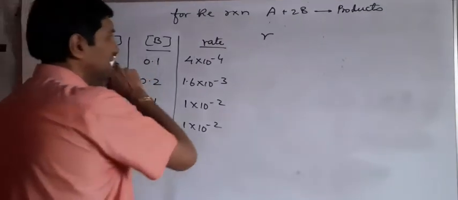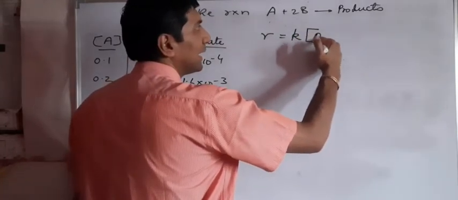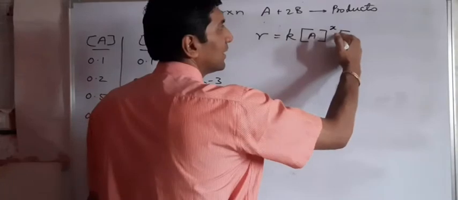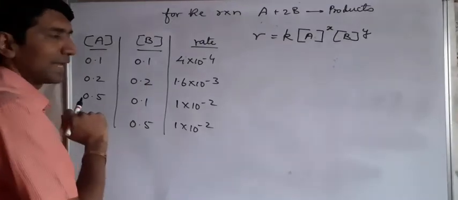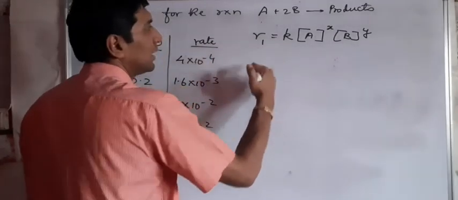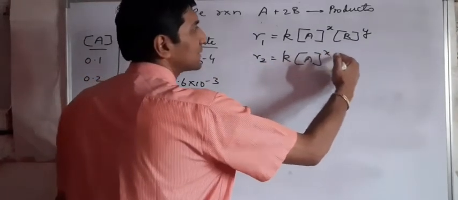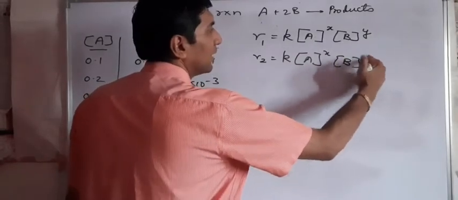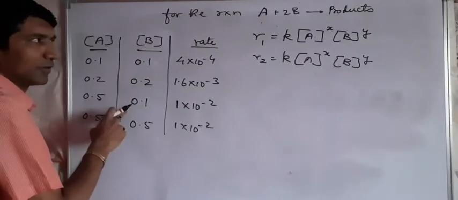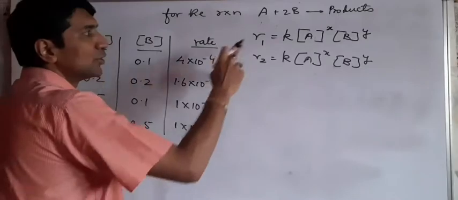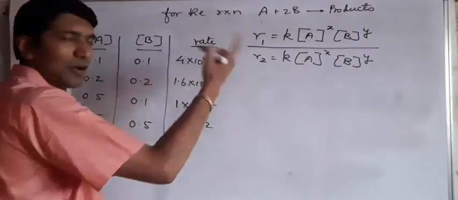So for the first reaction, the rate is equal to K, A raised to power X and B raised to power Y. This will become R1. And then we have R2, where we again have K, A raised to power X and B raised to power Y. So you are going to take two values where we are getting the common value. Now, you have to take the ratio of both the rate laws.